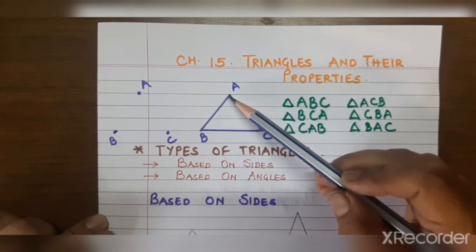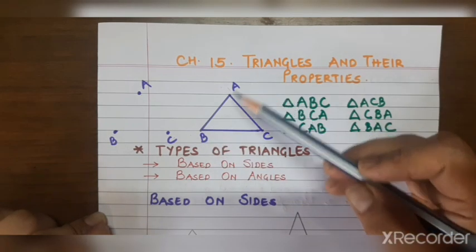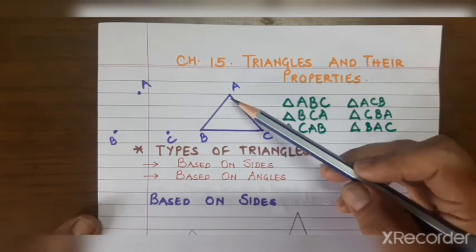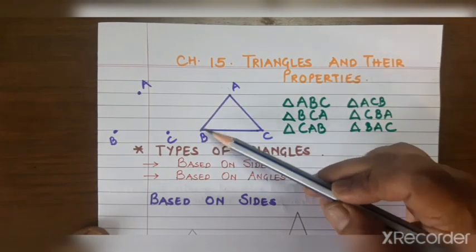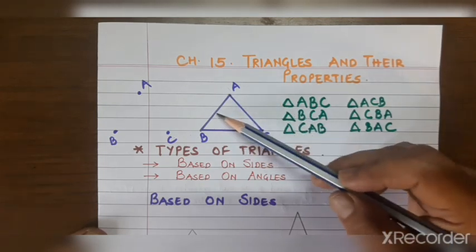It is not necessary that you have to mention AB. You can also write BA. It can be written the other way. You have studied in a line segment that a line segment can be read as segment AB or segment BA. So in this way we have three sides of a triangle.